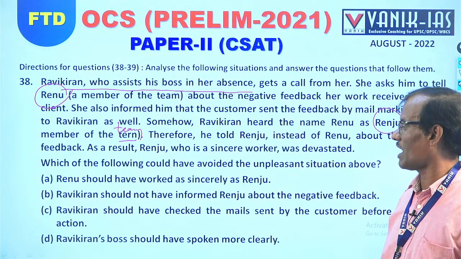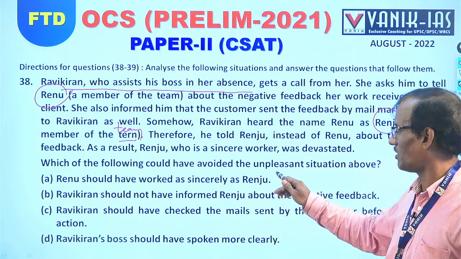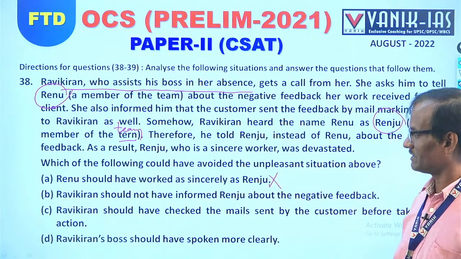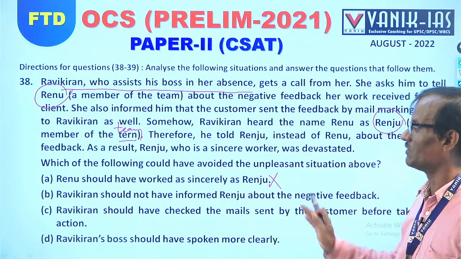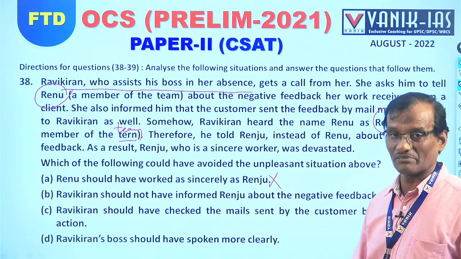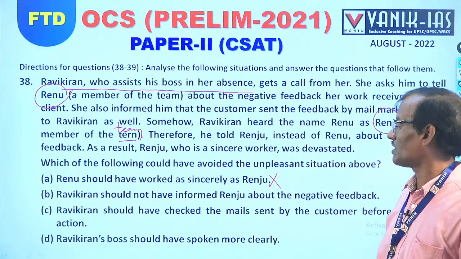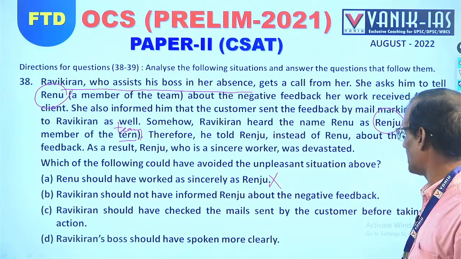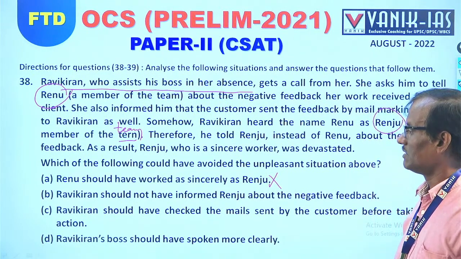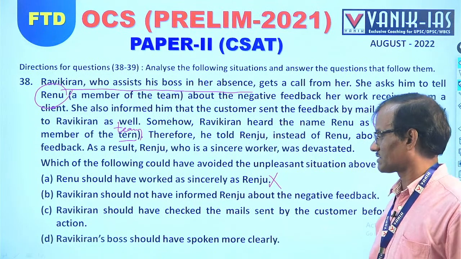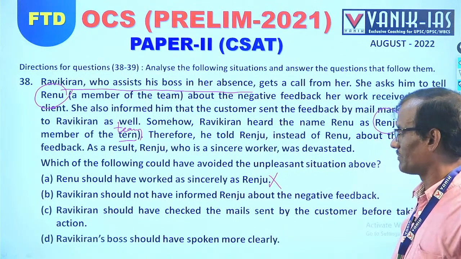Renu should have worked as sincerely as well. That is not the fault, because she has already worked. That is not the solution. Ravi Kiran should not have informed Ranju about the negative feedback. That is not a direct implication. It's all right, she should not have informed Ranju.